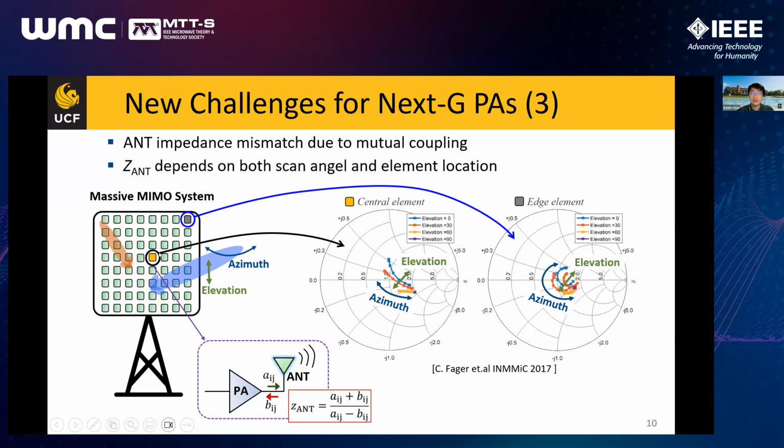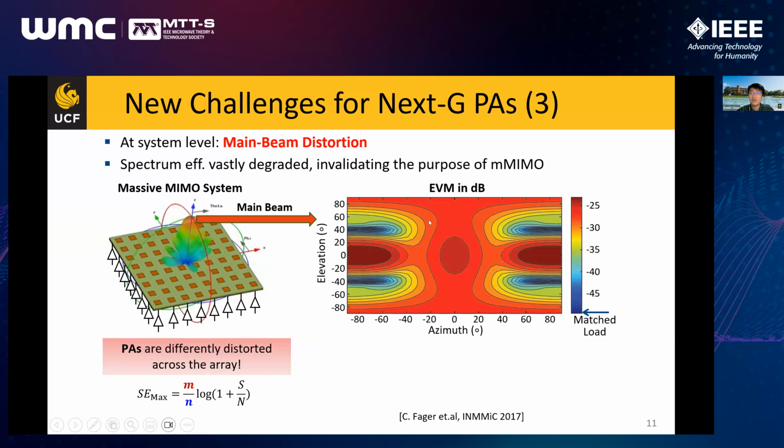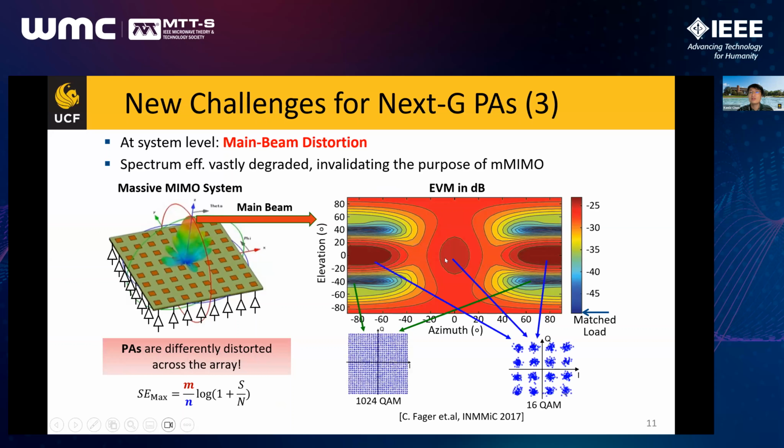This figure is captured from one paper published by Professor Christian Fager's group in 2017. It shows the EVM of the main beam versus different elevation and azimuth scanning angles. As we can see, only within a very limited range in blue can we achieve the low EVM that allows transmission of high data rate 1024 QAM signals. But for the majority of the scanning range in red, due to the high EVM, we have to downgrade to a low order of modulation, let's say 16 QAM.